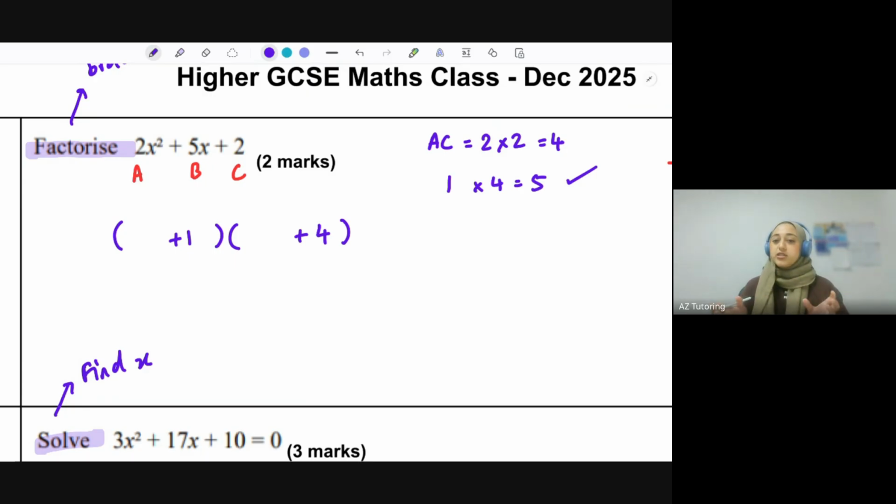Now, usually you just put x's in the front, but in this case, we're not doing x's because there's a 2 here. So it would be 2x and it would be x. No, sorry, 2x like that. So 2x in both of them.